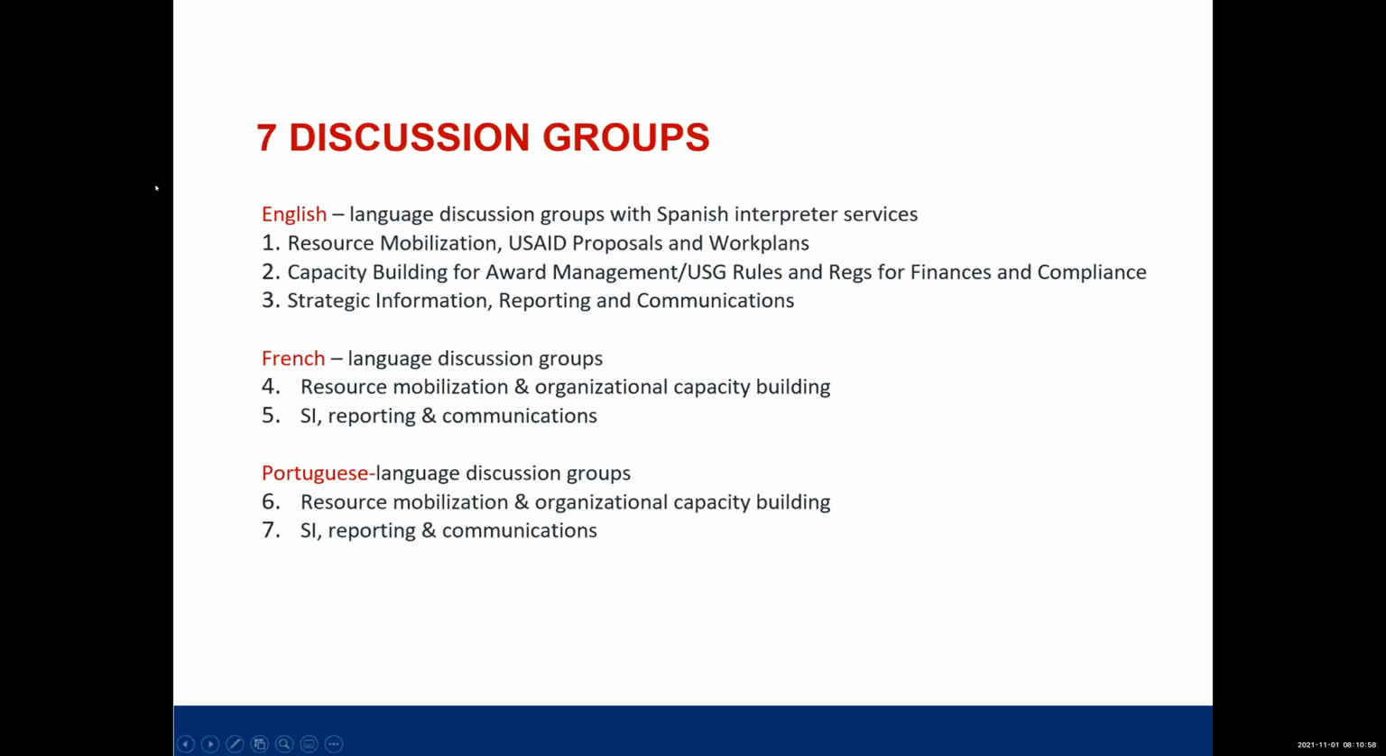So on November 5th, there will be 7 different workshop groups in English, French, and Portuguese. In English, we have one on resource mobilization, USAID proposals, and work plans. Also one on capacity building for award management, and then one on strategic information reporting and communications. In the French and Portuguese sessions, we've combined some of these topics. So there'll be one consolidated topic on resource mobilization and organizational capacity building and SI reporting and communications.